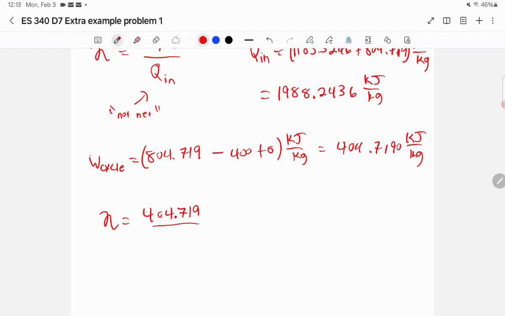And so now our efficiency, eta, is equal to 404.719 divided by 1988.2436. I'm not going to put the units because the units obviously cancel, and we get about 0.20356, I think. And so approximately 20% efficiency. And believe it or not, that's actually a pretty decent efficiency.